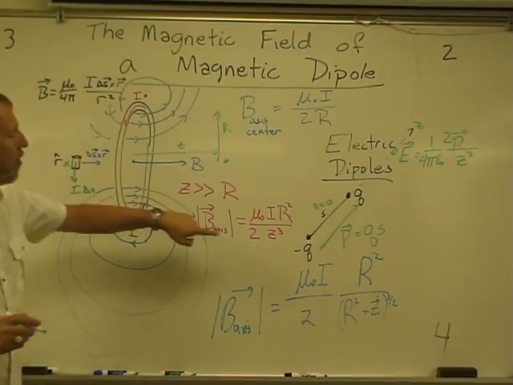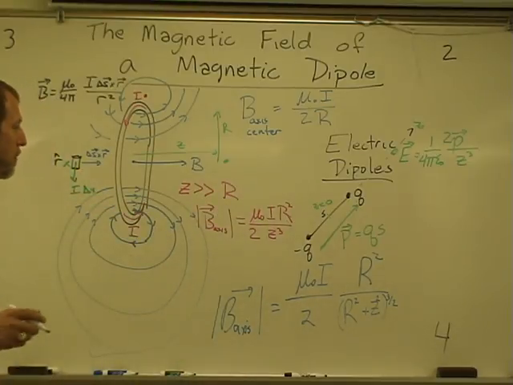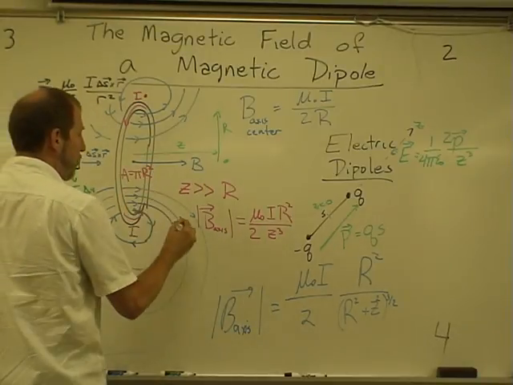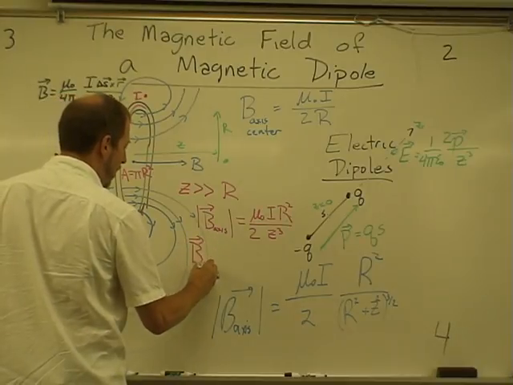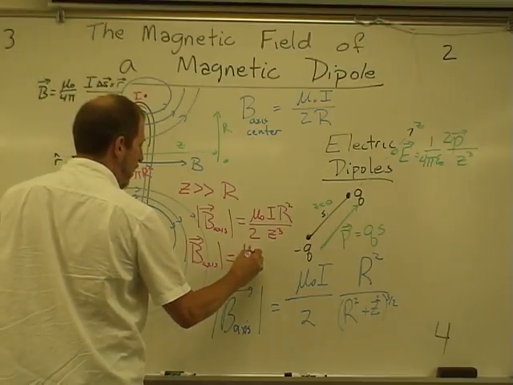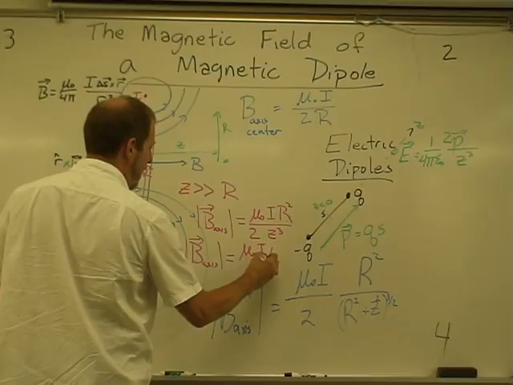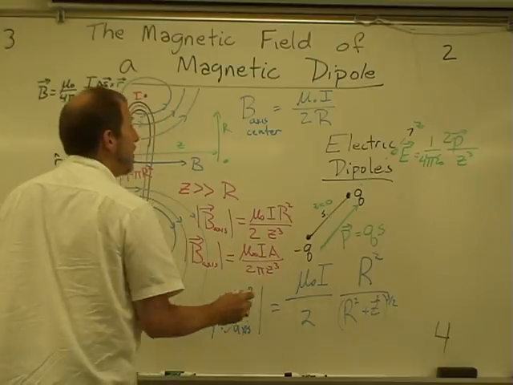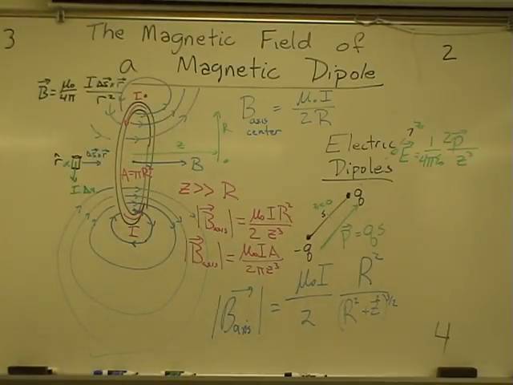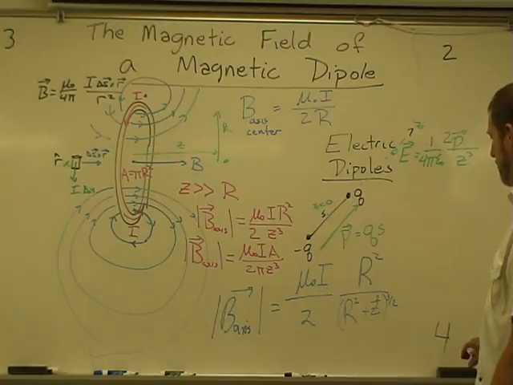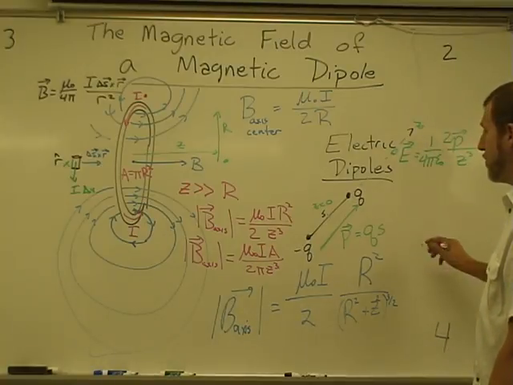And I'm going to make this more helpful because, hey, r squared, that just represents something. But suppose I recognize, wait a minute, what's the area of this? The area of this is pi r squared. So I can write the magnetic field on axis for a magnetic dipole as being equal to mu naught I times A over 2 pi z cubed.